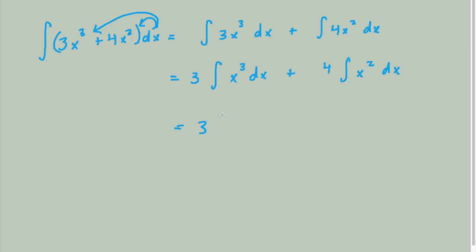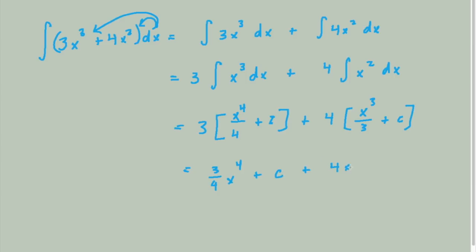Now we'll use the reverse power rule to have 3 times x to the 4 over 4 plus c plus 4 times x cubed over 3 plus c. And I didn't do the whole n plus 1 bit on the top and bottom. I think at this point you're probably pretty comfortable with that. I just skipped to x to the 4th over 4 and x cubed over 3. And we're going to get 3/4 x to the 4th plus c. 3 times c is really just c since we don't know what it is anyways. Plus 4x cubed over 3 plus c.